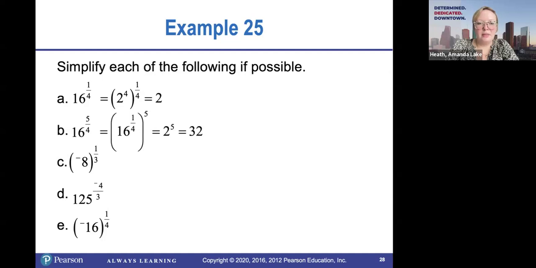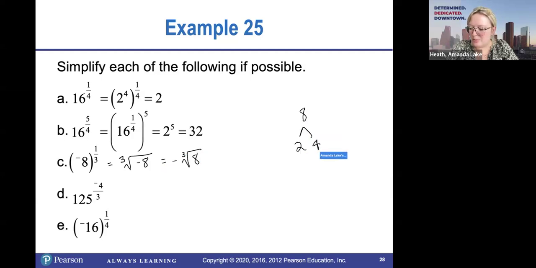All right. Then if we look at negative 8 to 1/3, so this is the cube root of negative 8. That is going to exist because we're taking an odd root of a negative number. So that's the same thing as negative cube root of 8. 8 is equal to 2 times 4, which is 2 times 2 times 2, which is 2 cubed. So this is negative 2, because we're taking the cube root of 2 cubed, and we have the negative because of that original negative.